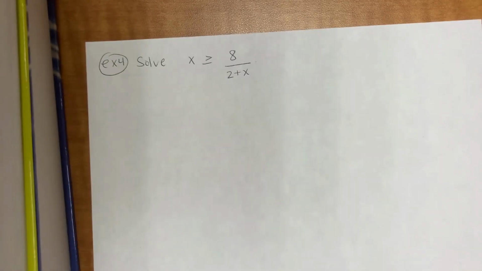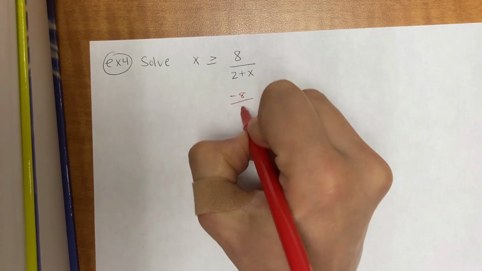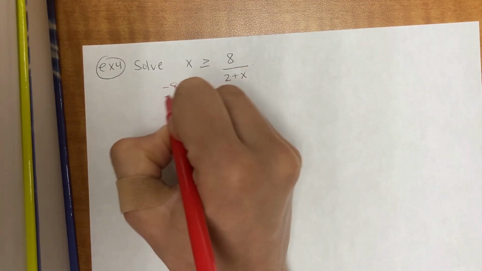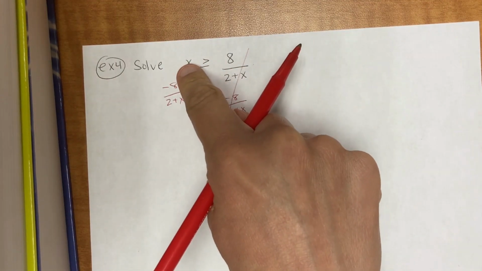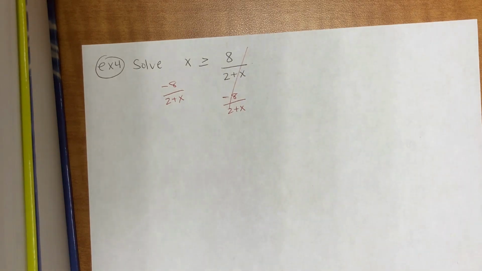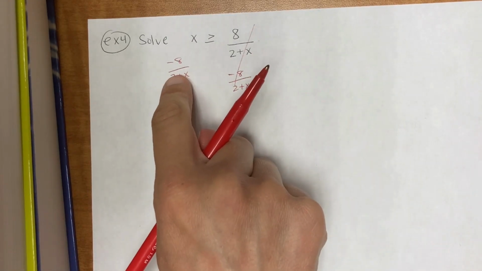Let's do one that's a little more exciting. So x is greater than 8 over 2 plus x. Step number 1, get it equal to 0. I'm going to subtract this 8 over 2 plus x over to the left-hand side. I keep subtracting them over to the left every time rather than subtracting the left side over to the right, because I like to have 0 on the right so I can just read my equation straightforward. I recommend you always subtract over to the left-hand side.